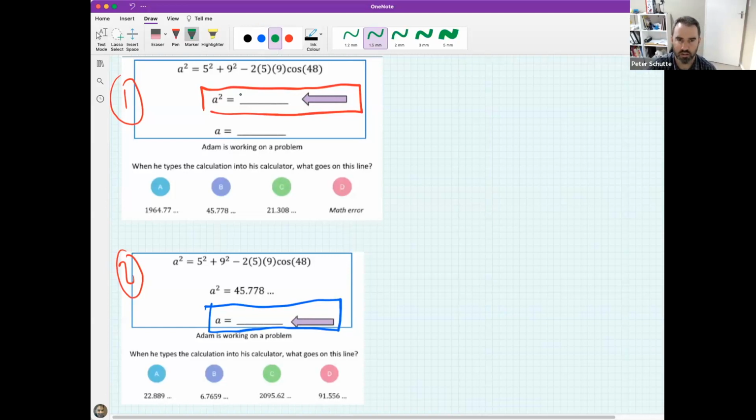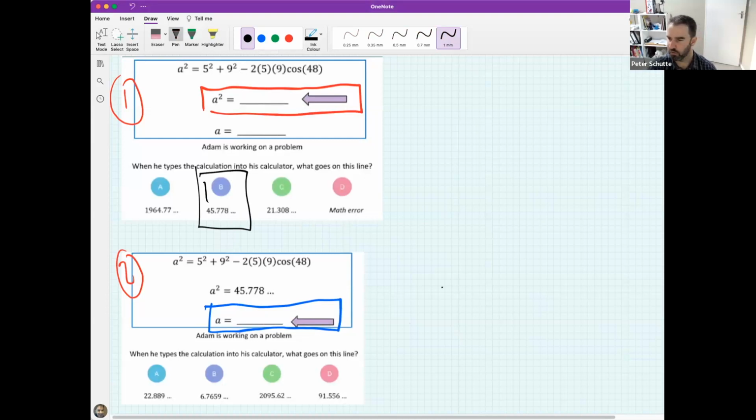So what we have here is we basically just need to put it into our calculators and see what we get. So let's go 5 squared plus 9 squared minus 2 times 5 times 9 times cos 48. And I get 45.778 for that one, or B, so 1B.